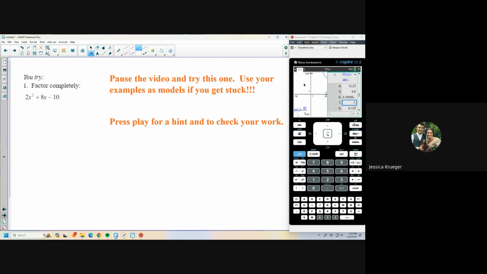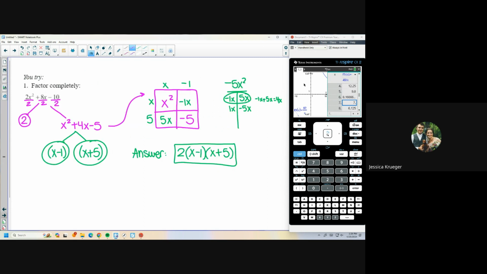Okay, so what I want you to do now is pause the video and give this first one a try. Press play if you're stuck and there will be a hint. So my hint for you is, I notice I've got a 2, an 8, and a negative 10, and they're all even. So there is actually a GCF of 2 that comes out of there. So go ahead and use that first example. See if you can figure out what is left. Pause the video and give it a try. Here's your solution. So here's my final answer right here.